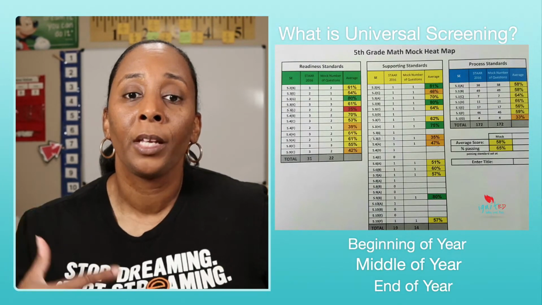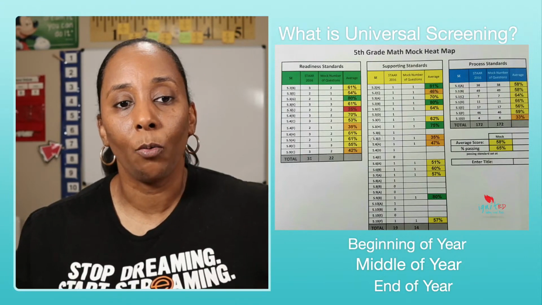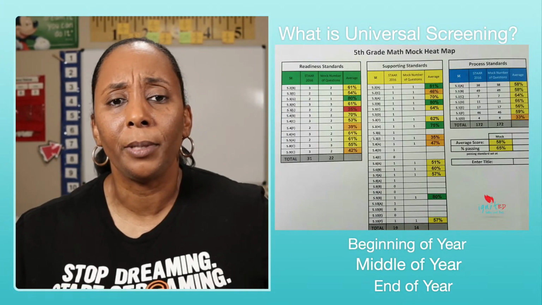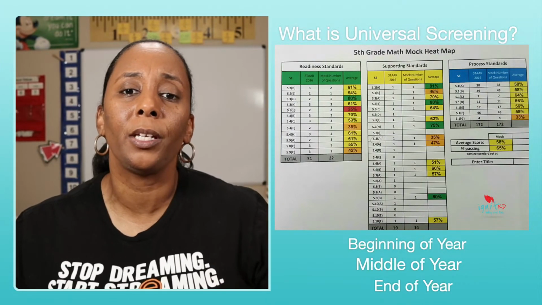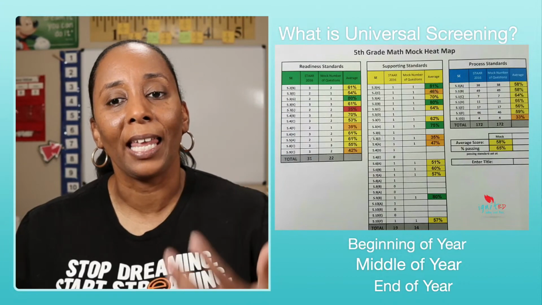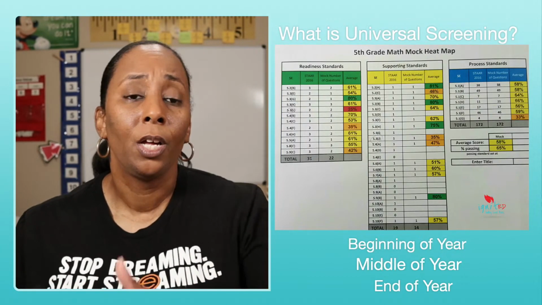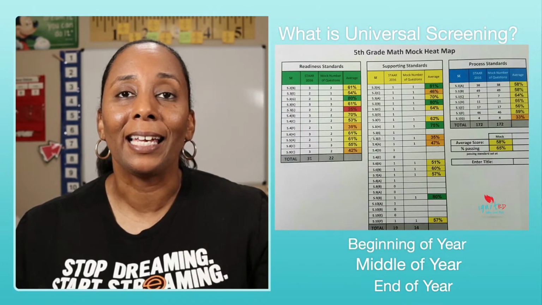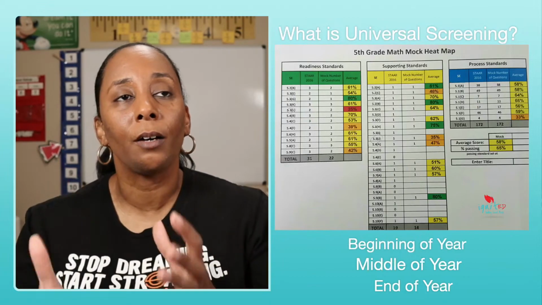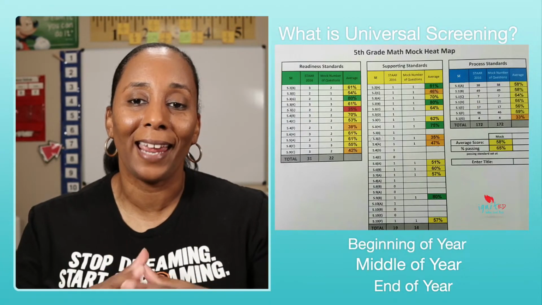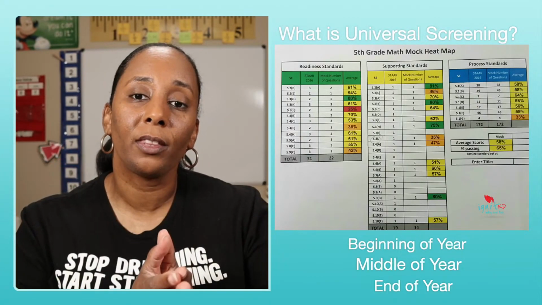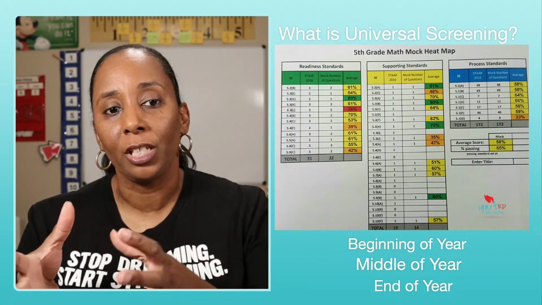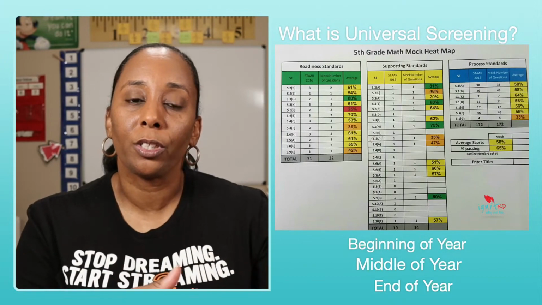But I know that Renaissance has come out with some screeners and some other programs. I know Easy CBM has a screener. It's supposed to be just something general, not labor intensive for the children. So the universal screener is the first step in the process of strategies. It has to start with data, because if you don't know what the children are struggling with, you can't find a strategy that matches what they're struggling with.